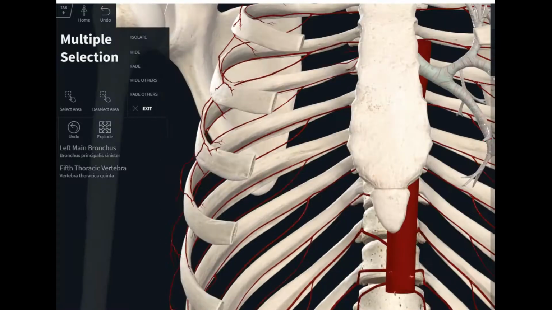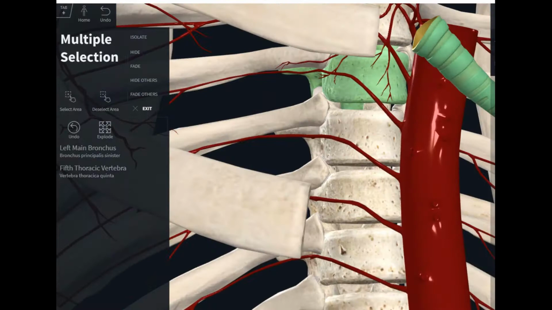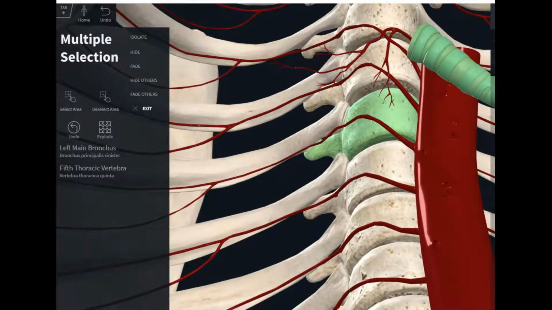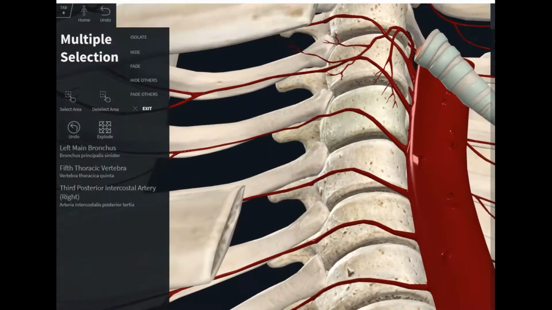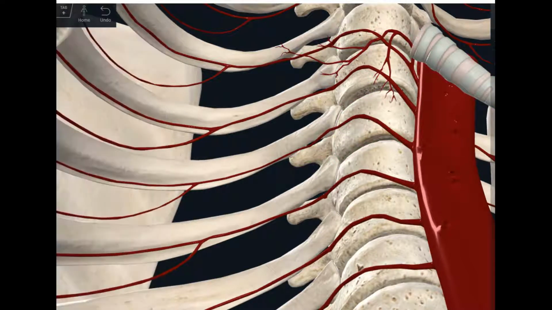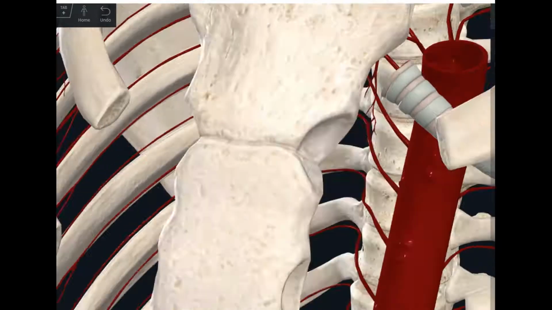Near the bronchus, we can see that the bronchial arteries arise from the intercostal vessels. You can see here that from one of the posterior intercostal arteries, approximately the 3rd, we have the bronchial arteries. And this bronchial artery is not singular in nature. It has a branch that supplies the esophagus, and another branch that supplies the bronchi.